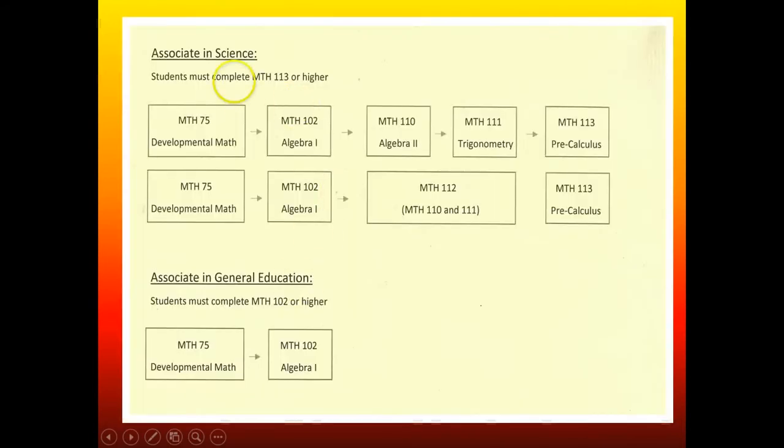Okay? Here's the math pathways for the Associate in Science. Basically, you have to get to Math 113 or higher. Math 113 is pre-calculus. So the math is a little bit higher for the Associate in Science. And then the Associate in General Education, it's actually a little bit lower than the Associate in Arts. You only need to get to Math 102. So the Associate in General Education is a full 2-year associate degree, but it just doesn't have quite the high requirements in science and math that the other degrees have.